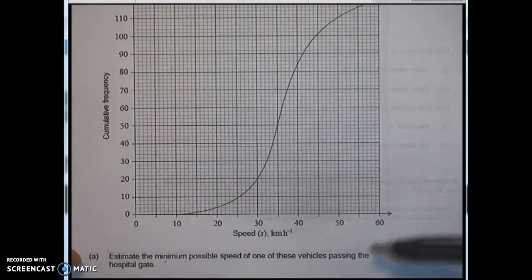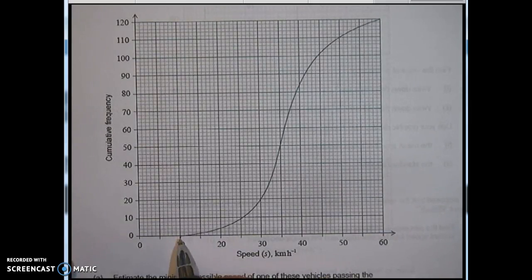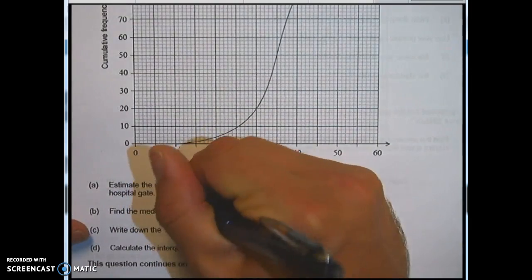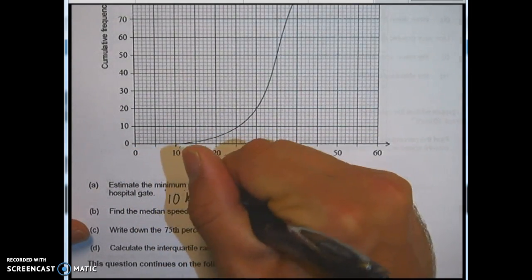Part A says, estimate the minimum possible speed of one of these vehicles passing the hospital gate. You can always tell where this graph starts, the x-intercept, if you will. Since it starts at 10, the minimum possible speed is 10 kilometers per hour.